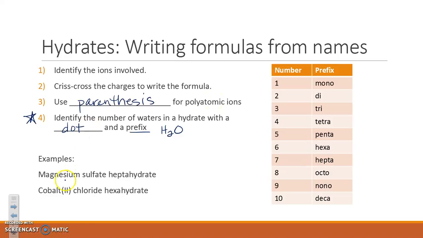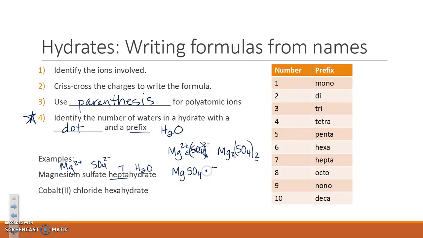Let's do some examples. Magnesium sulfate heptahydrate. So there's magnesium, there's sulfate, and then there's hepta, which means 7, hydrate meaning water. Okay, so we take magnesium with a +2, sulfate with a -2, cross them down. It becomes Mg2(SO4)2. Can I simplify? Yes, the 2's. So we put MgSO4 times 7H2O. And that's how you would write the formula for magnesium sulfate heptahydrate.